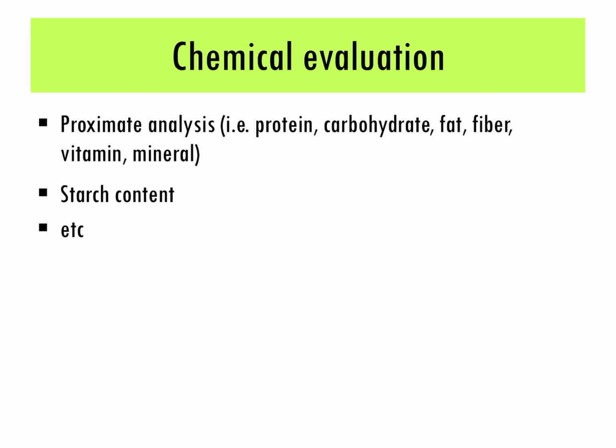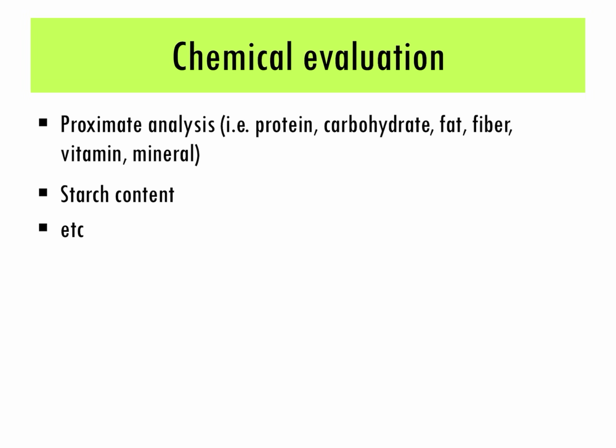For chemical evaluation, there are many evaluation methods, but I will give you some examples that have been used a lot in the food industry. The first one is proximate analysis. This is the method that we use to estimate or analyze how much protein, carbohydrate, fat, fibers, vitamin, and mineral are composed in our food sample of interest.